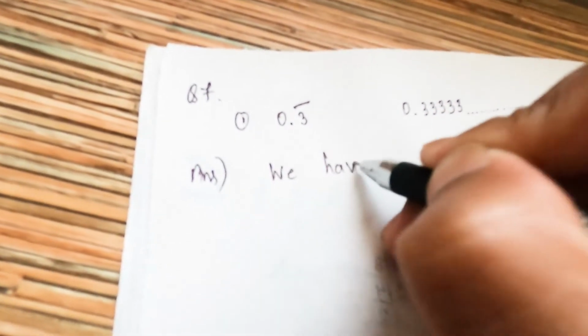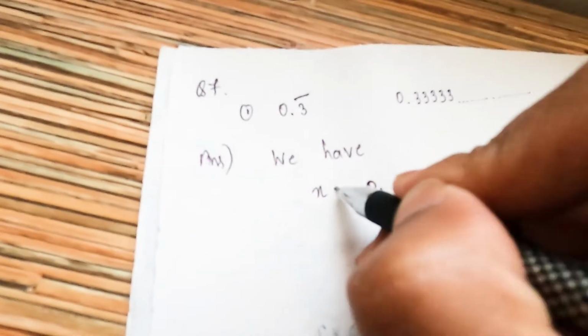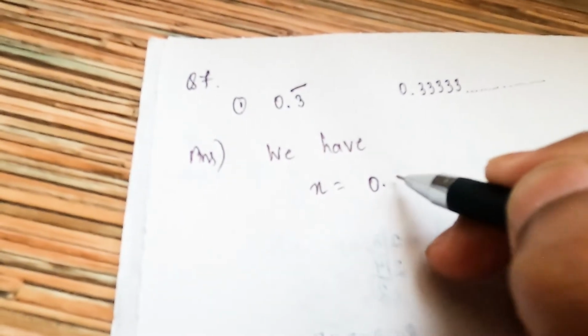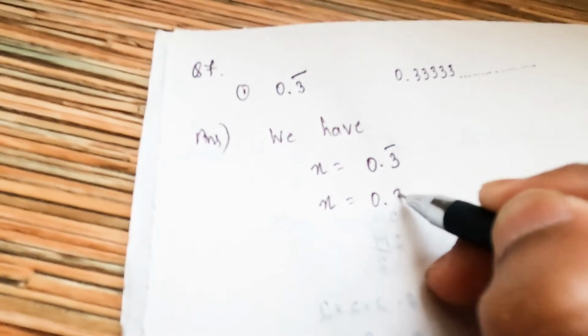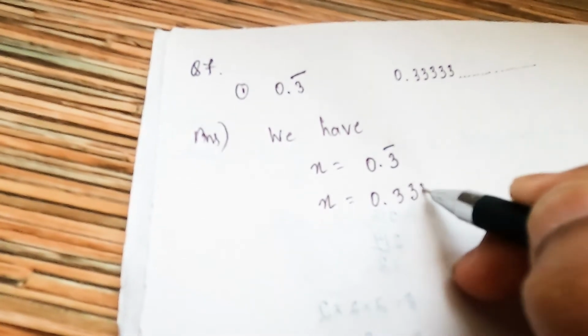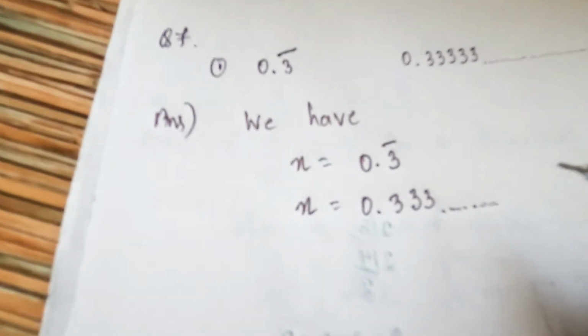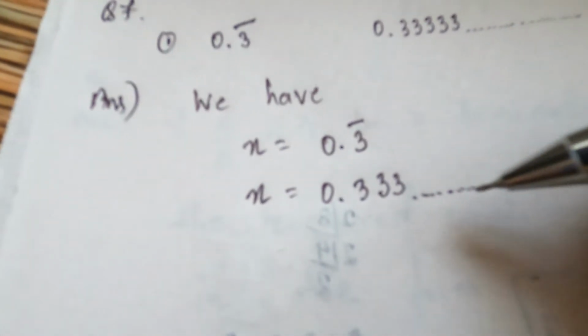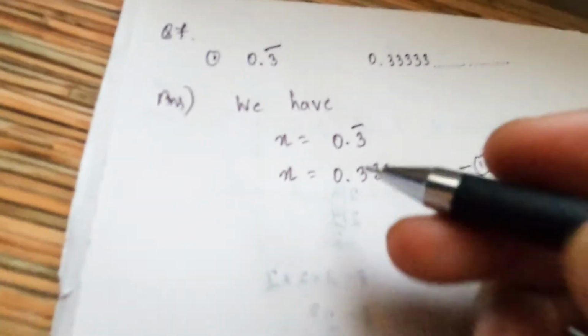So you write x is equal to 0.3 with a bar on top. We will remove the bar, so it will be 0.333 dot dot dot. It simply means that it is a repeating decimal number. Now, this second part, we will name as equation 1.